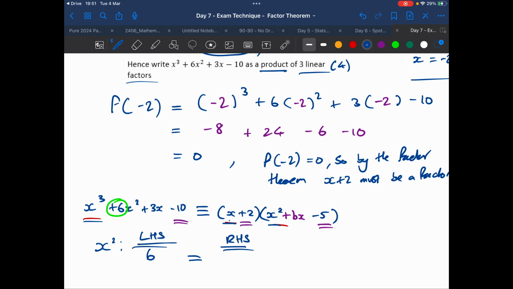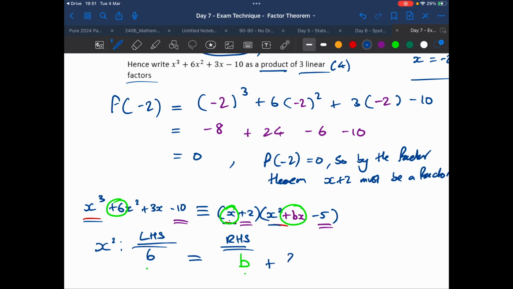On the right-hand side, where are they? Well, a better question is, where will they come from? When I do this one, multiply by this one, that will give me an x squared. It will give me x times bx. It will give me b lots. Okay, this is a 6, this is a b. It will give me b lots.